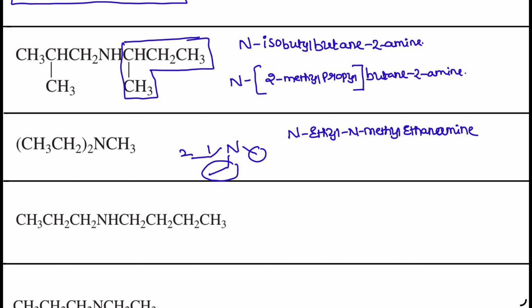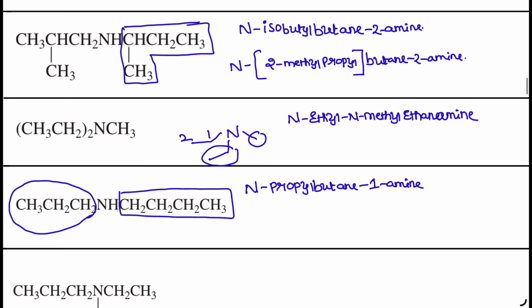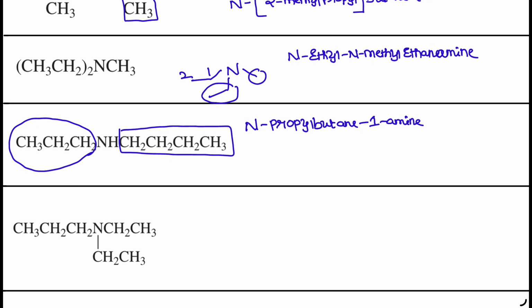Next one, it is a 2-degree amine, 4 carbon chain, 3 carbon chain. So this is the longest chain. This is the branch attached to nitrogen, N-propyl butane-1-amine. If there are more than 2 carbon atoms, it is necessary to indicate the position. If there are only 2 carbon atoms, even if you indicate, nothing is wrong in that, but that is understood. Even if you do not indicate, that is okay.